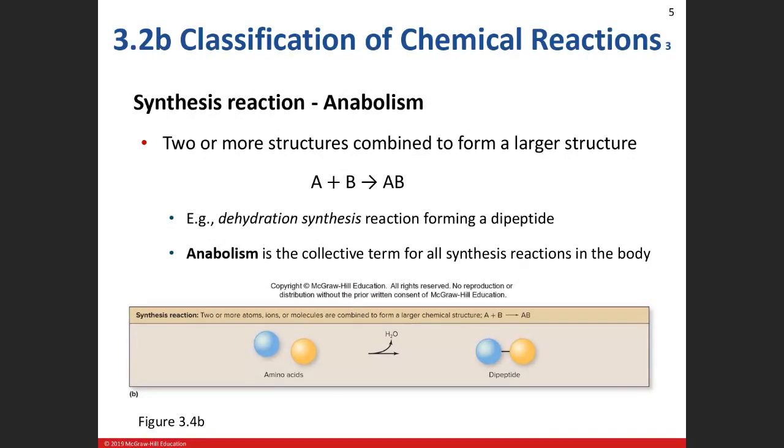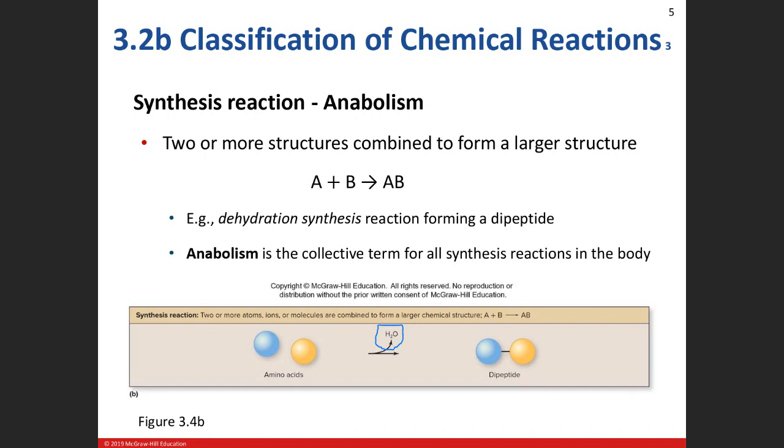So we're going to take two individual amino acids, and we're going to form a bond between these two amino acids, a peptide bond. As a result of the formation of that peptide bond, our byproduct for this reaction is water. So hence dehydration. Because of this reaction, we're dehydrating the reactants, and one of our byproducts is going to be water.